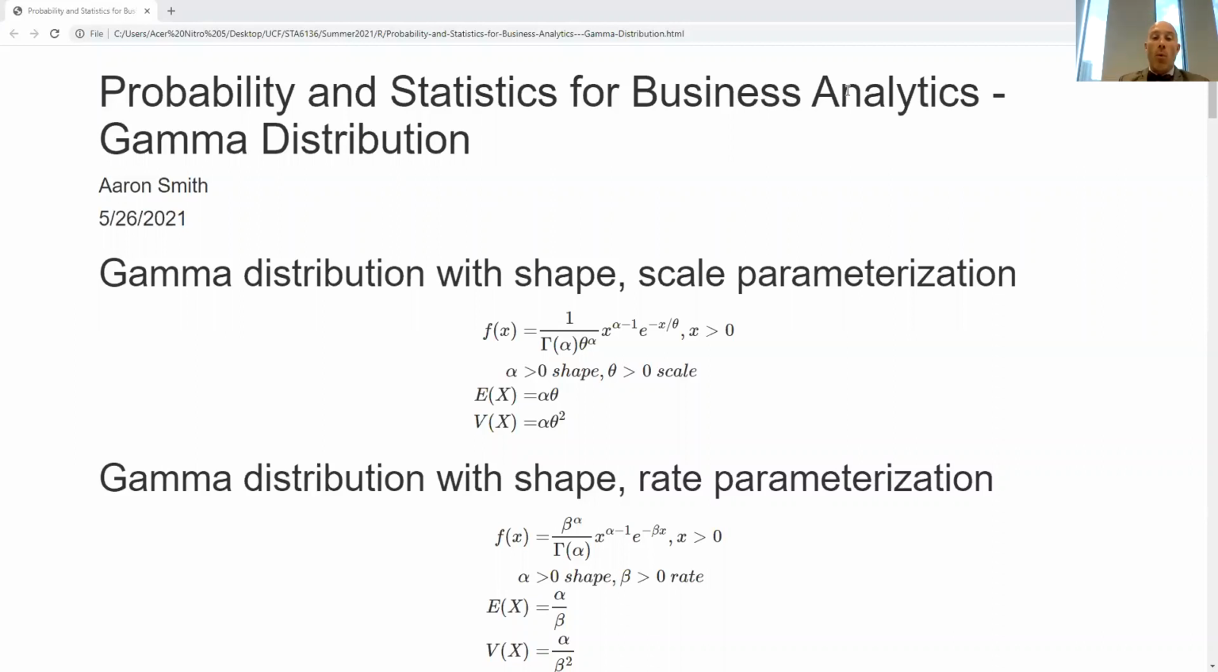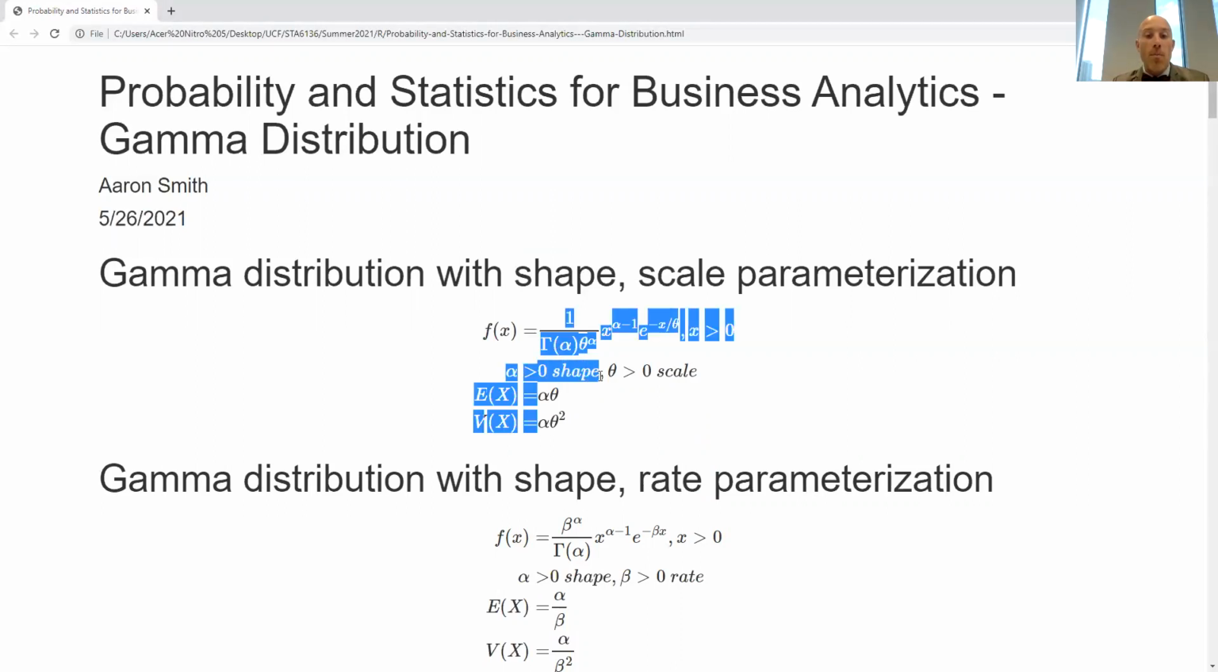All right, so the one version has a shape and scale parameter. The other one has a shape and rate parameter. Okay, so if we look at the shape and scale parameterization, we see that we have 1 over the gamma function of alpha, theta to the power of alpha, x to the power of alpha minus 1, and then we have an exponential of e to the negative x divided by theta. So x is a positive real number.